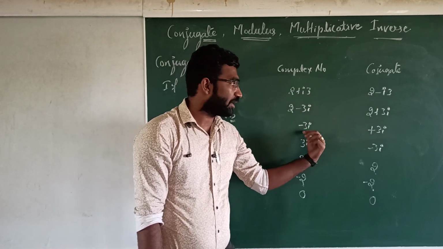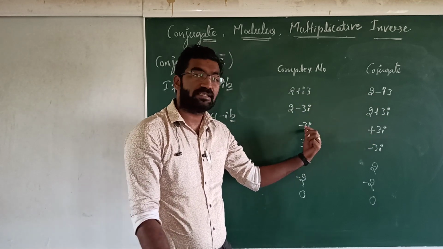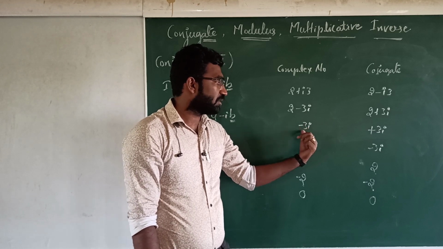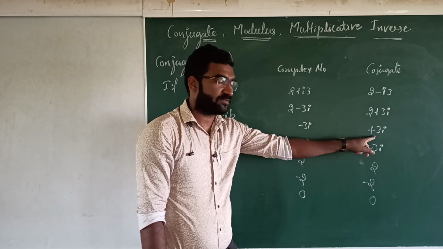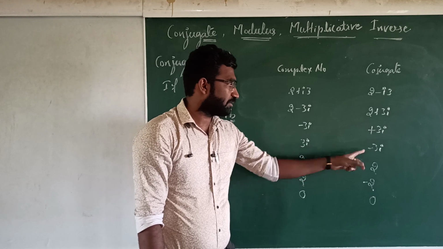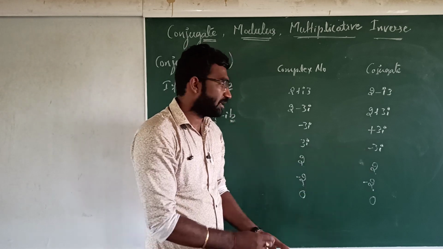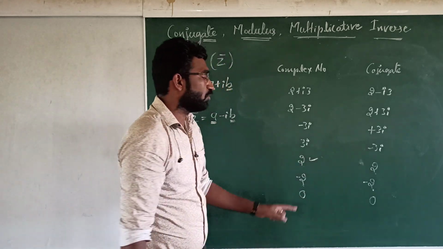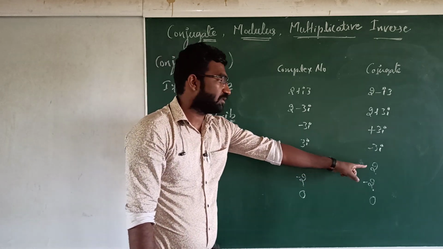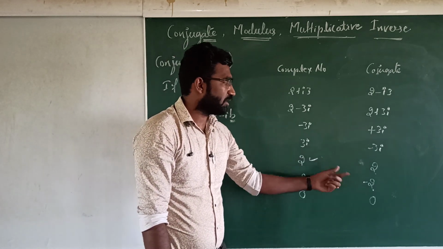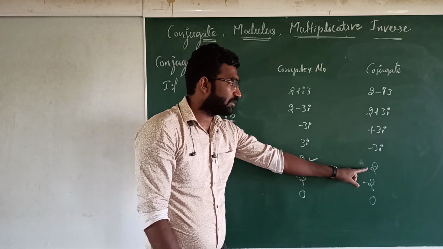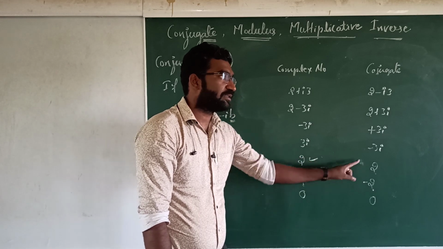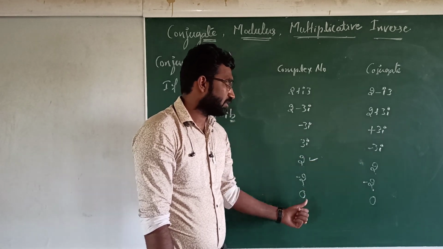Plus becomes minus, minus becomes plus. Here only the imaginary part is present, therefore we should change the sign of the imaginary part. Therefore minus 3 is there, we have written plus 3. Here 3i is there, minus 3i. Here only 2 is there, therefore what is the conjugate of this? Again you are going to get the real part itself.